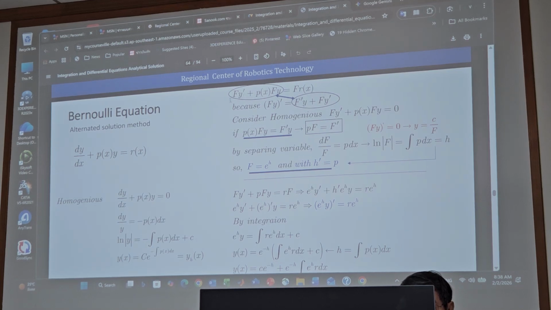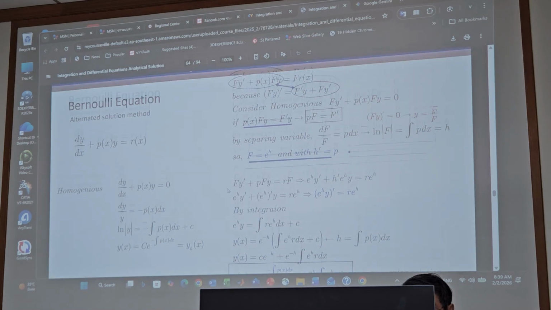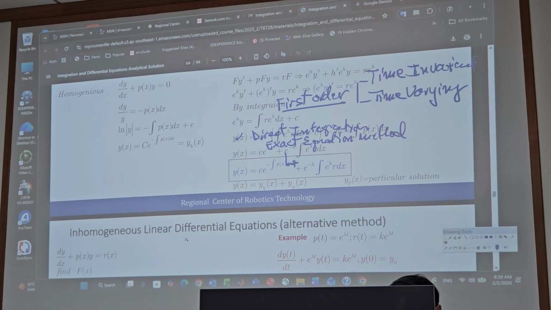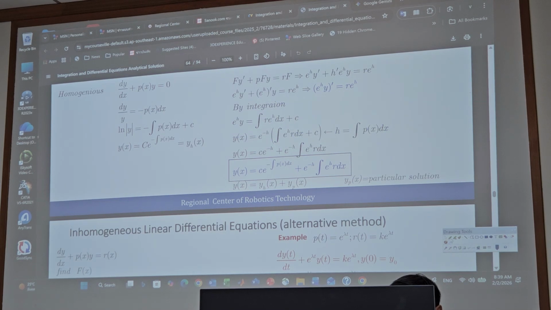Or you can use this one, the integrating factor f, to multiply the original equation so that you can have the solution. So in this case, the solution of this one is this one, right? We do have this one based on the initial condition, something like homogeneous, different from the particular solution. So there are two ways.